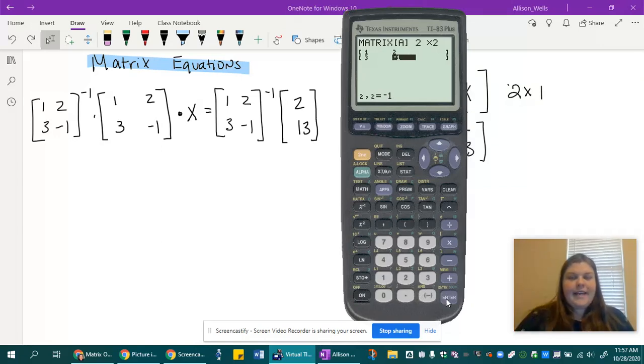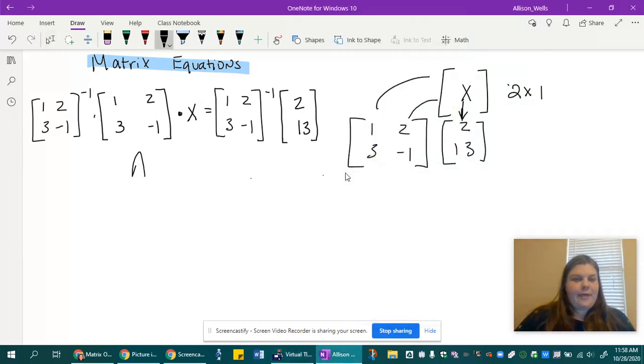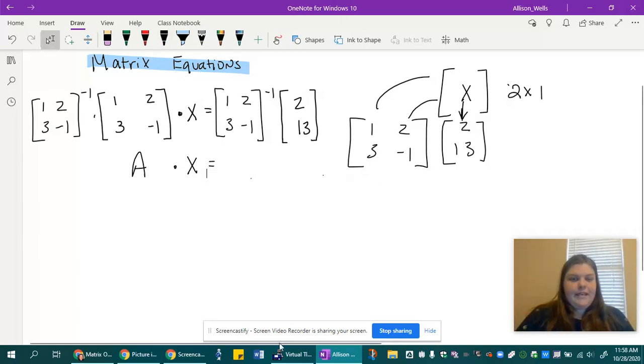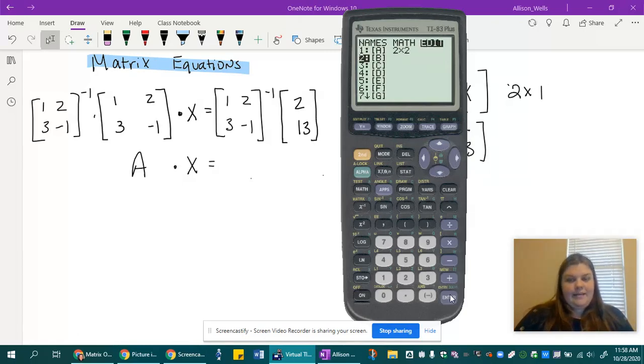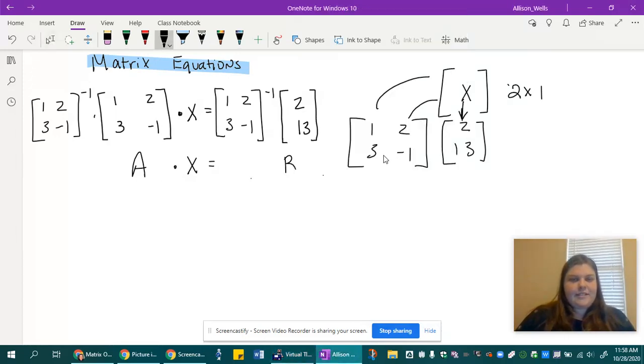And once you've put them in, now matrix A, according to the calculator, is going to be the matrix that we have on our paper here. I'm also going to need to tell it the answer or the resulting matrix, matrix B, which was that 2, 13 that we had originally. So I'm going to quit, go back to the matrix menu. I'm going to call this one B. 2, 13 was a 2 by 1 matrix. And then now the calculator knows that that one is called matrix B.